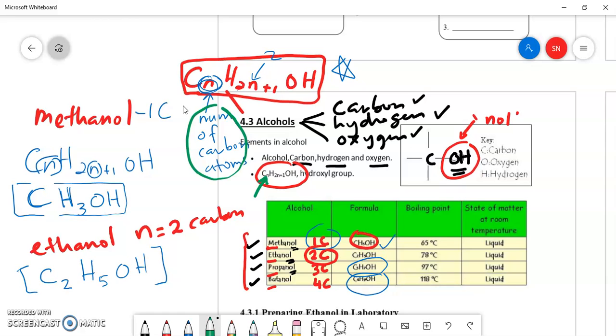How many carbon atoms? Methanol has 1 carbon atom, ethanol has 2, propanol has 3, butanol has 4 carbon atoms. So these are the 4 names of alcohol which you got to remember in order: met, et, prop and but. Now for each one of these alcohols, let's see methanol. Let me zoom this in.